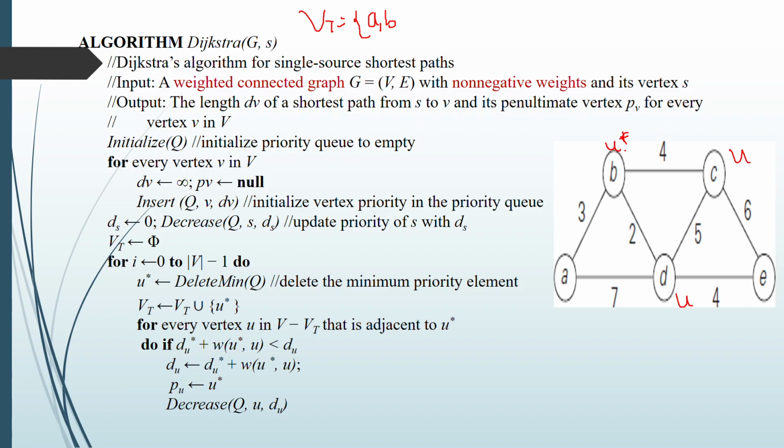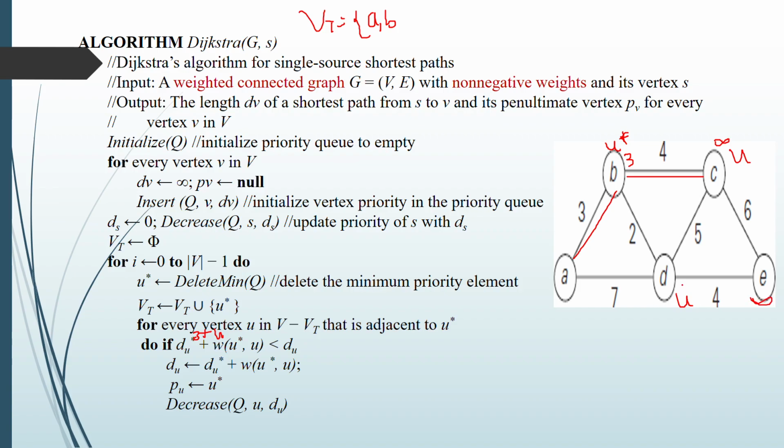Now what is the distance of u star? It is already selected, and that is 3 here, plus. Now C is adjacent, so u star to u is connected with an edge weight of 4 here. That is 3 plus 4, 7. 7 is less than infinity. Now this one is your infinity and this is also infinity.